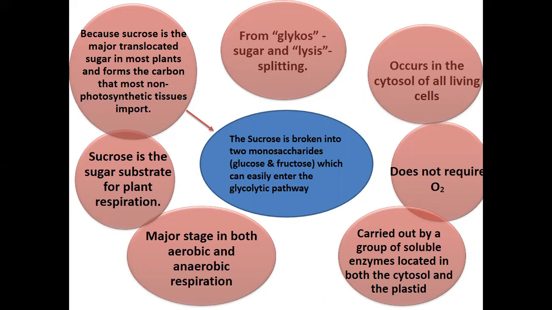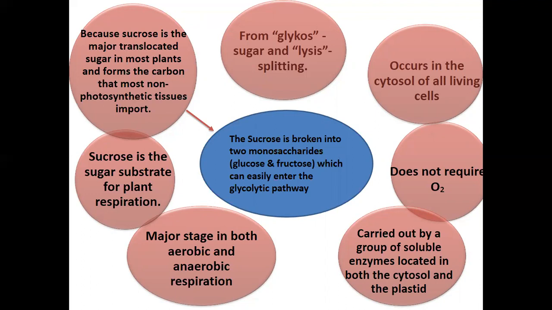The process does not require oxygen. So be it anaerobic or aerobic organism, the process of glycolysis does not require oxygen. It is carried out by a group of soluble enzymes located in both the cytosol and the plastid of the cell.